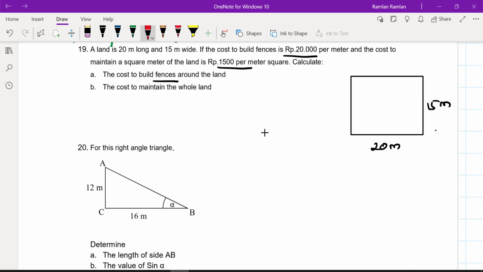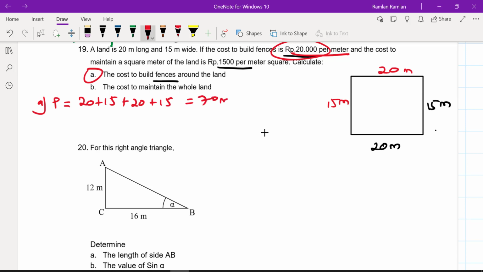So the first thing for question A is just finding the perimeter first and then multiplying it by this, because this is the cost to build per meter. So I'm going to write down A over here. I'm going to find the perimeter first. This is 20 meters and this is 15 meters. If I don't want to use the formula, I'm just going to add all of them. That will be 20 plus 15 plus 20 plus 15, which equals 70 meters. So the fences that we're going to make are 70 meters.